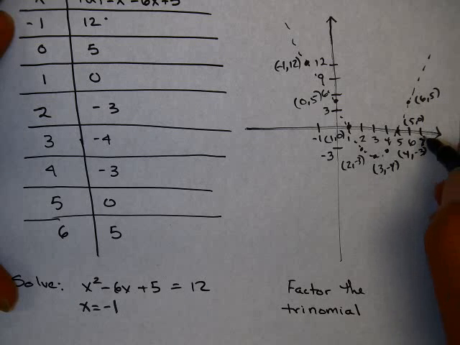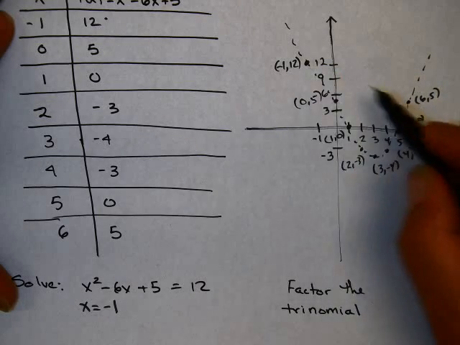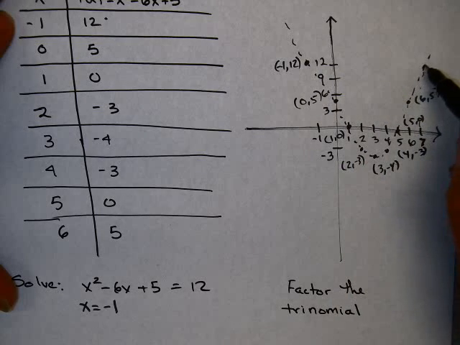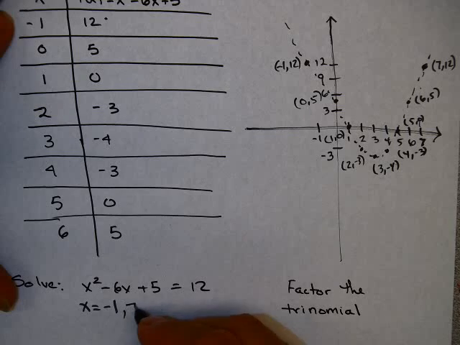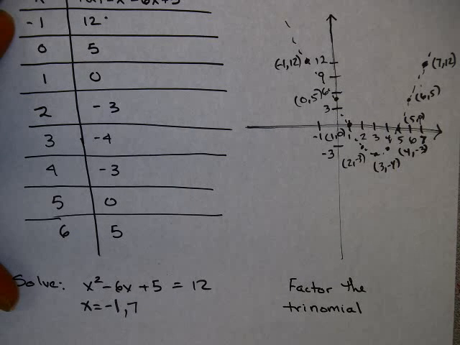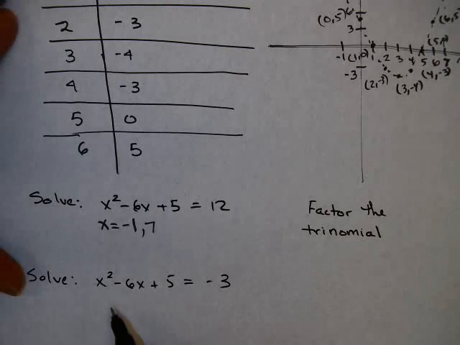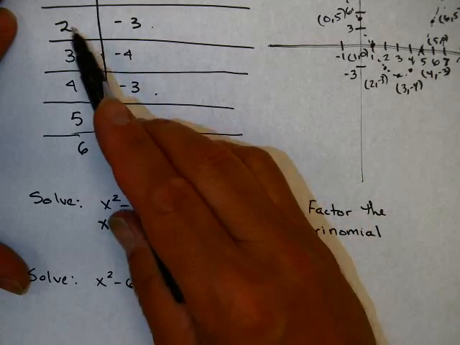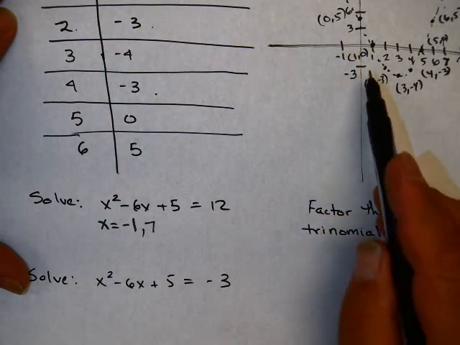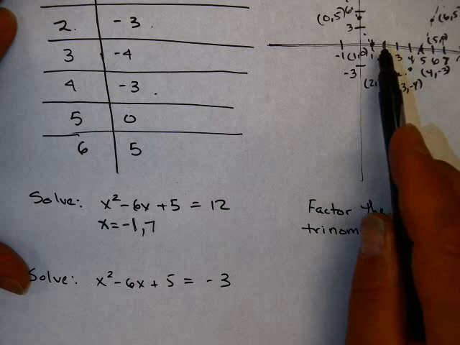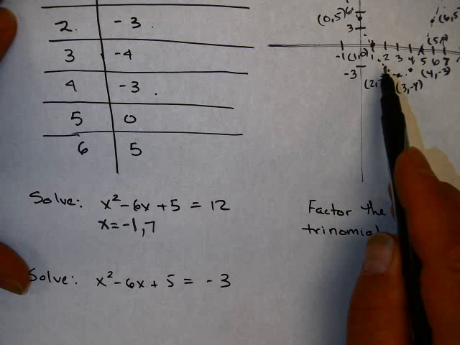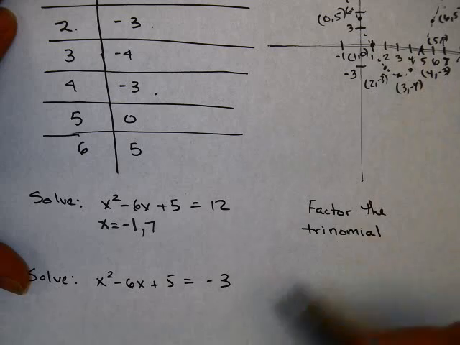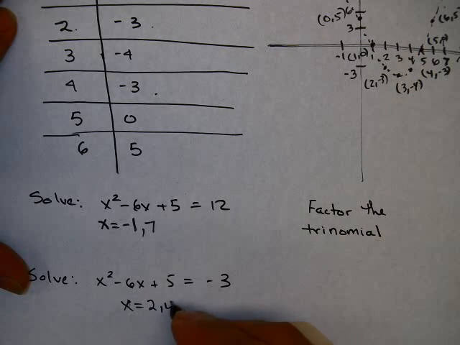What would the value be for 7? Well, by symmetry, I know the value for 7 has to be the same as the y value over here, so that would be 7, 12. So I also have the solution 7 as a value for x. What about x squared minus 6x plus 5 equals negative 3? Again, going to the table, we can see the answers are 2 and 4. Going to the graph, negative 3 is down here, so if I go out here, the answers are 2 and 4.